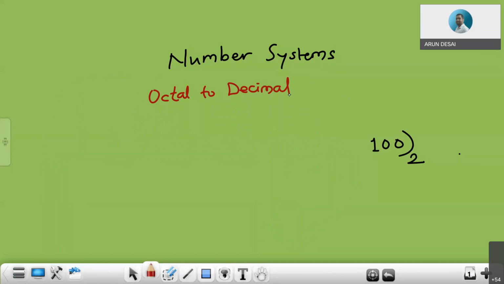Now next is octal to decimal. How many symbols are there in octal? Yes, 8 symbols from 0 to 7. And for decimal, those are 10 from 0 to 9. Right. So tell me an example. You need to convert any example.